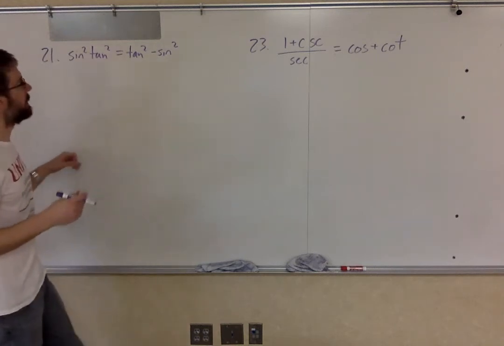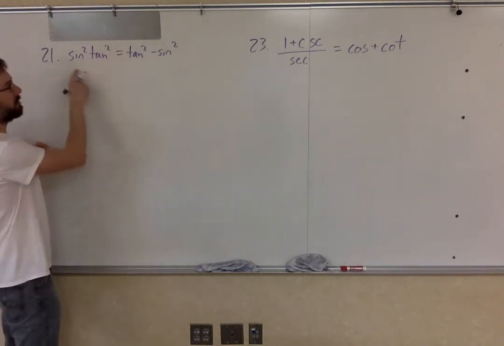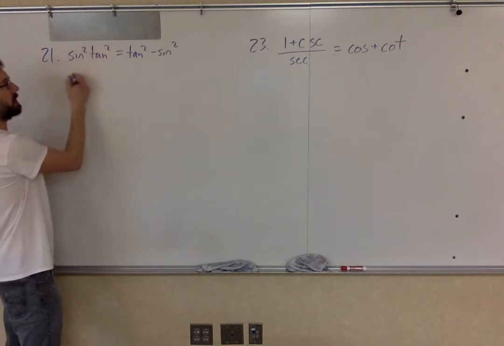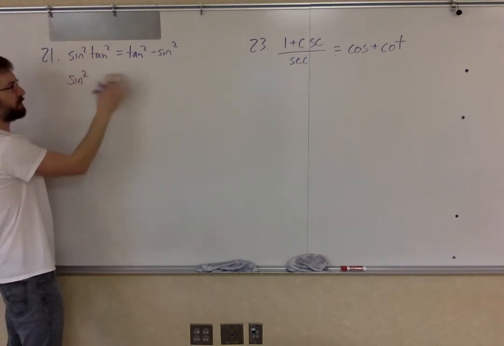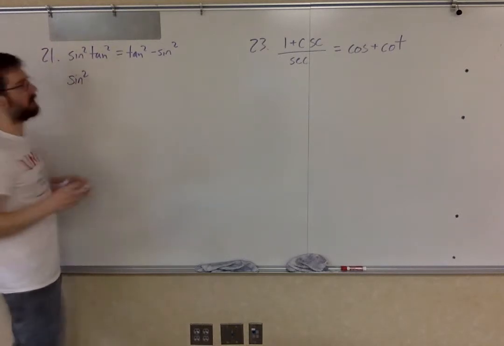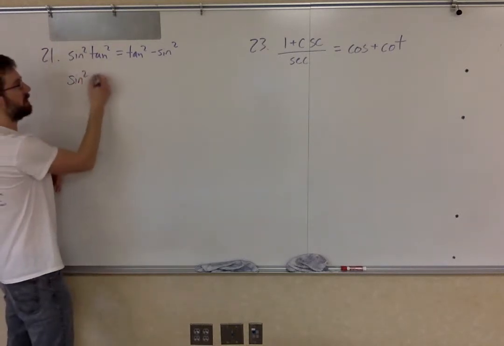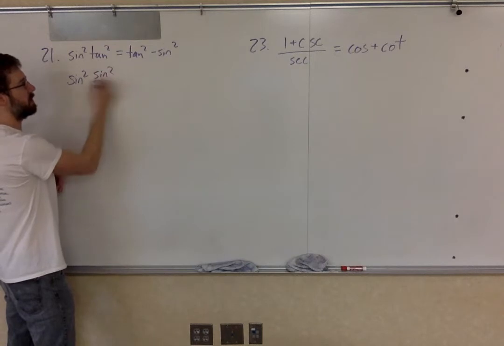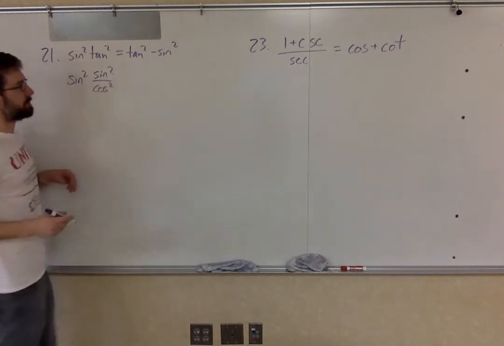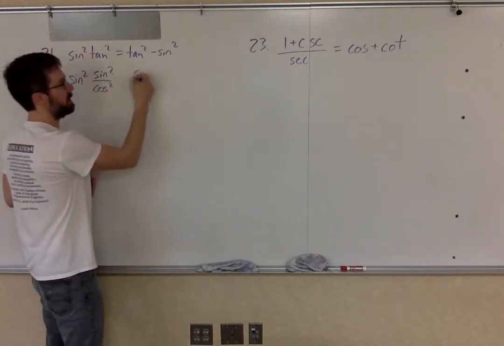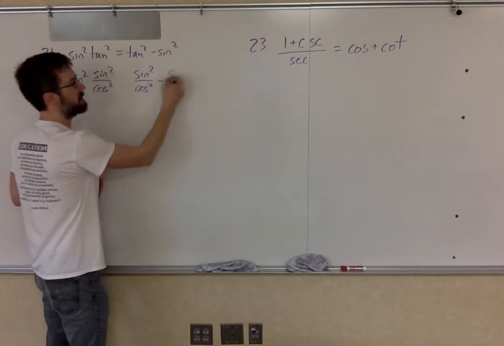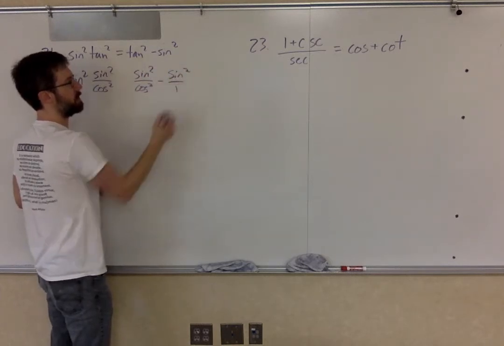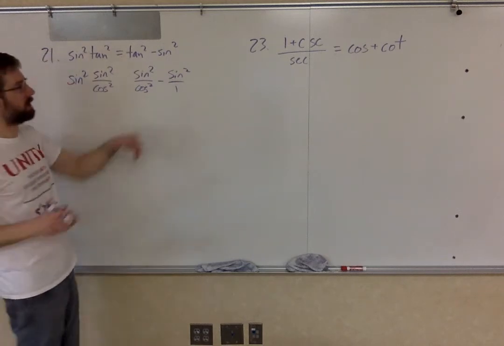But what I'm going to do here, because it's sine and tangent on both sides, is rewrite both sides in their sine cosine forms. So sine squared, and then this would be sine squared over cosine squared. And on this side, it's sine squared over cosine squared minus sine squared. And because this is a fraction, I'm just going to say sine squared over 1.